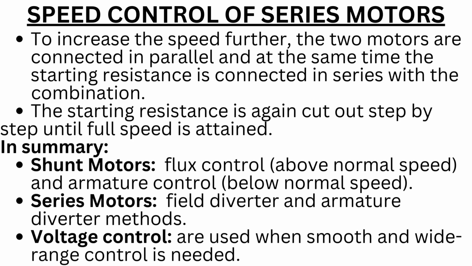In summary, shunt motors: the method commonly used is flux control, that is for above normal speed, and armature control for below normal speed. Series motors: the methods commonly used are field diverter and armature diverter methods. Voltage control is used when smooth and wide range control is needed.